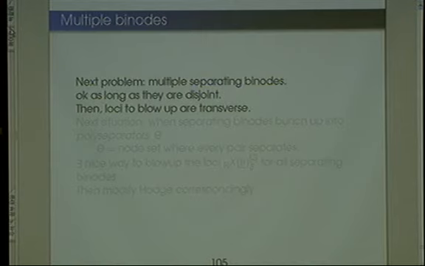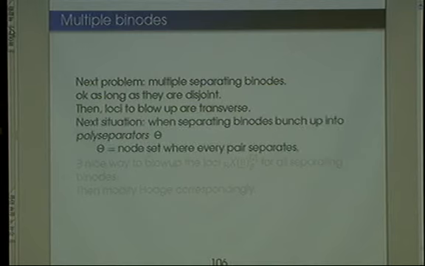So in general, what you need to deal with are cycles of nodes, what I call polyseparators. So these are cycles of nodes where no single one is a separator, but every pair of them is a separator. That's what I call a polyseparator. And then there is a way to do a blow up. There's a nice scheme to blow up these loci.